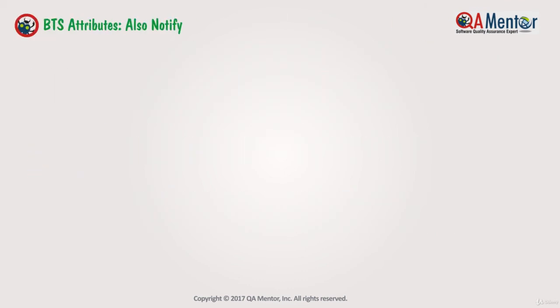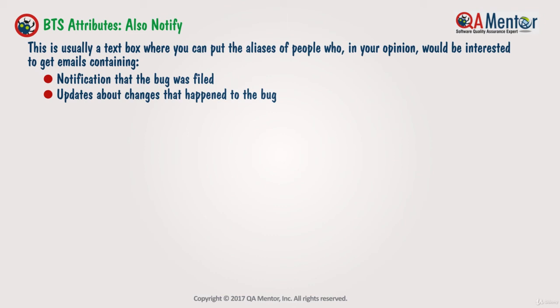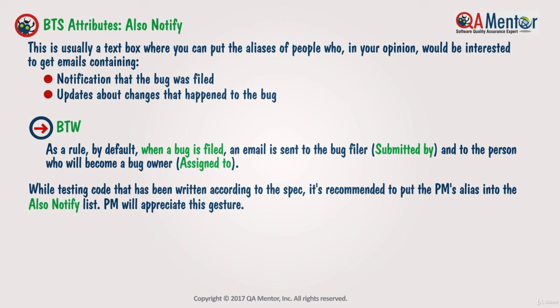BTS attributes: Also Notify. This is usually a text box where you can put the aliases of people who, in your opinion, would be interested to get emails containing notification that the bug was filed, and updates about changes that happened to the bug. By the way, as a rule, by default, when a bug is filed, an email is sent to the bug filer, submitted by, and to the person who will become a bug owner, assigned to. While testing code that has been written according to the spec, it is recommended to put the PM's alias into the Also Notify list. PM will appreciate this gesture.